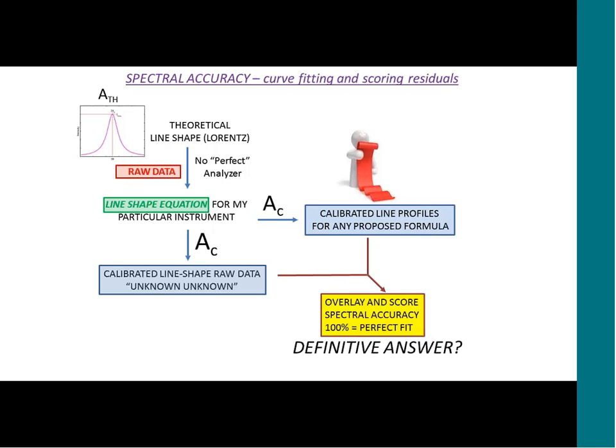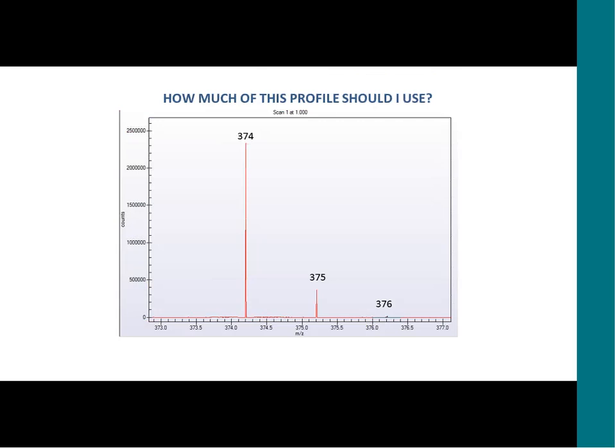Can we use this to get a definitive answer? Okay, well here we go. Here is a short section of the alanine pentapeptide spectrum that's been imported into the S-CLIPS environment. How much of this profile should I use in the matching? Should I use the full profile, 374, 375, 376, and match that against the hypotheticals? Well, the answer is no.